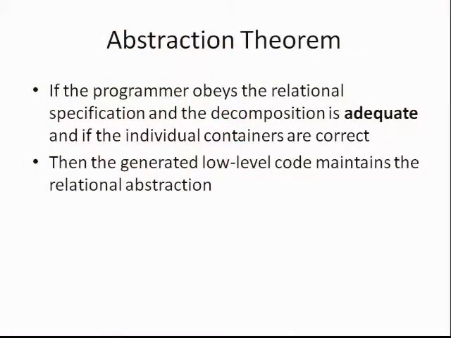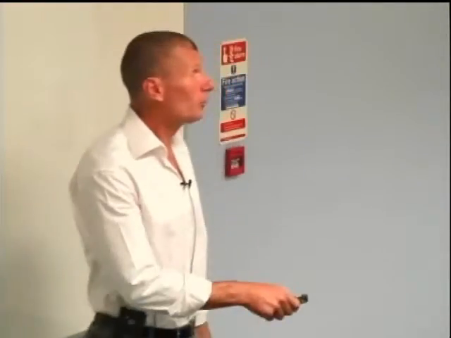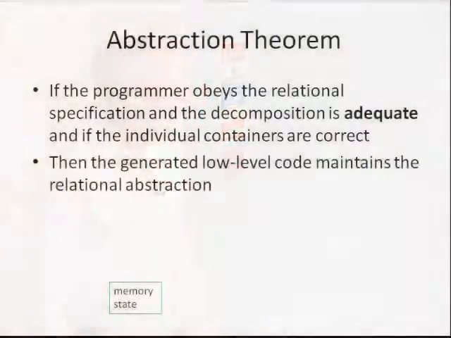And there is a theorem that says if the programmer obeys the relational specification, and as I said, I'm not actually verifying that, and if the representation is adequate, which is something that we can algorithmically check, and if the individual containers are correct, which is something we can check with Slayer or TVLA, but that's a separate issue, then we can guarantee that the generated low-level code maintains the relational abstraction. Okay, so this is how it goes.